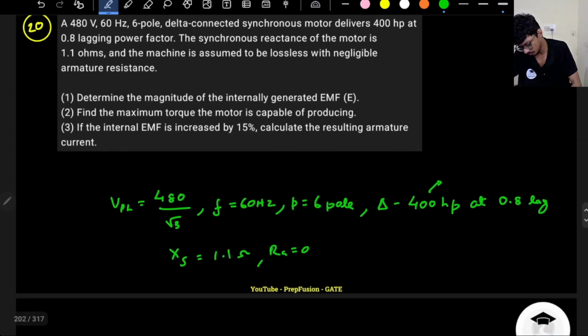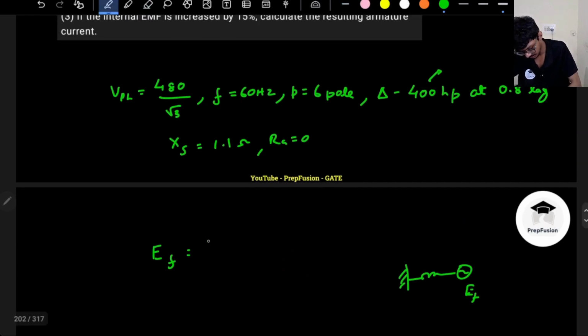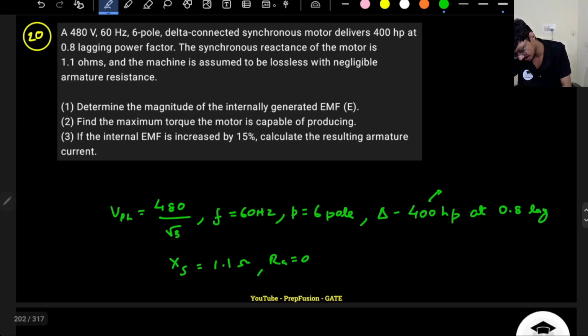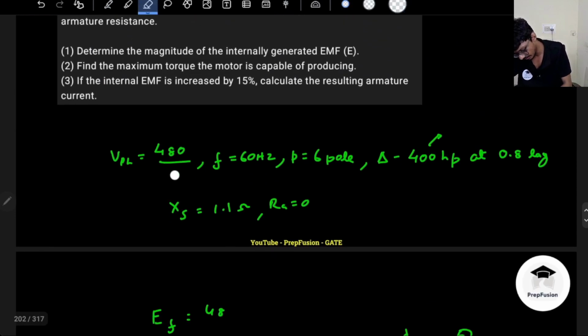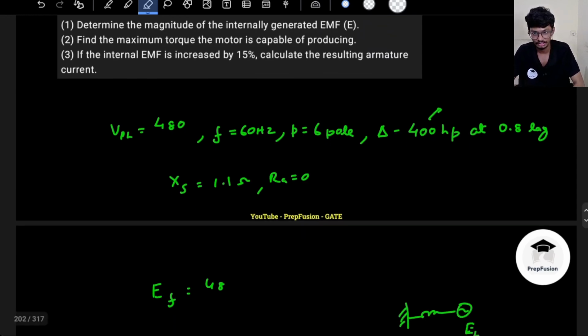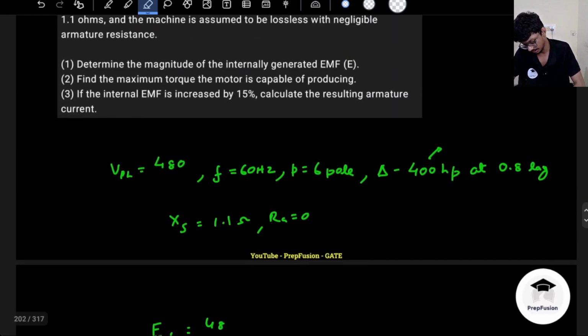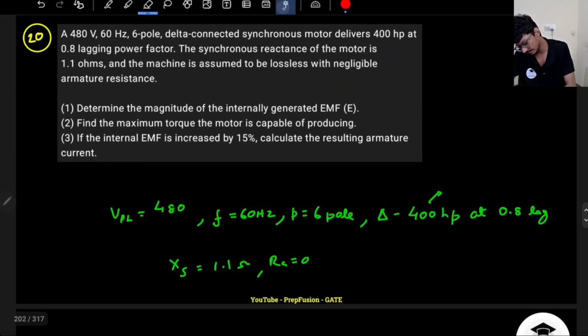It's a motor, very simple, right? So infinite bus is here, synchronous reactance is given, they are asking me the internal generated EMF. So it will be this 480, it is delta connected. If it's a delta, I don't have to divide by root 3. Just be careful what they have put. So we can directly calculate this. But I don't know what the armature current is.